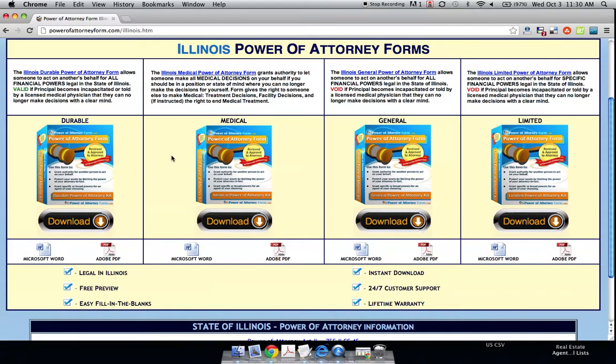Today we're going to go over the four main power of attorney forms for the state of Illinois. Now, real quick, if you don't know what power of attorney is, it's just a legal document that allows you to have someone else act for you for either financial or medical decision-making power.